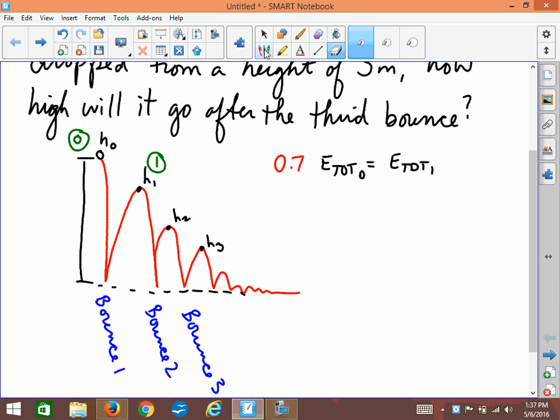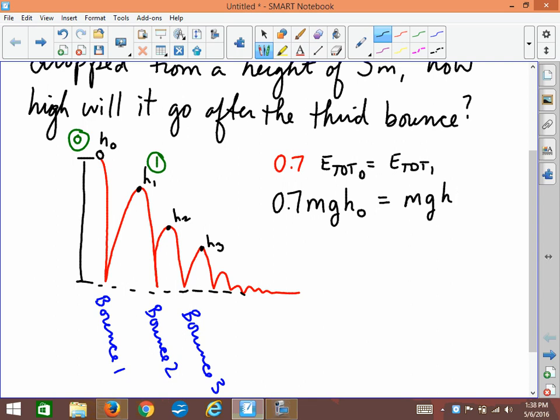Now let's look at the types of energy we have. In position 0, we have some mgh. So the total energy will be represented by this, and of course there would be 0.7 that we would carry down. At position 1, we also have mgh, and that's all, right? At the highest points of each of the bounces, the ball is actually not moving. So we have mgh, but it's a different h. It's the height at position 1. When you look at this, you can see that the mgh can divide out of both sides of the equation, and that leaves us with 0.7 H0 equals H1.